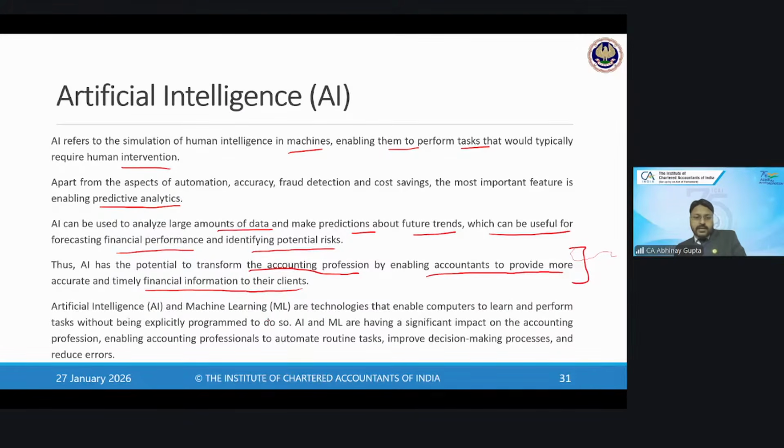Artificial intelligence and machine learning are the technologies that enable computers to learn and perform tasks without being explicitly programmed to do so, right? What does this statement mean? What do you mean by machine learning?